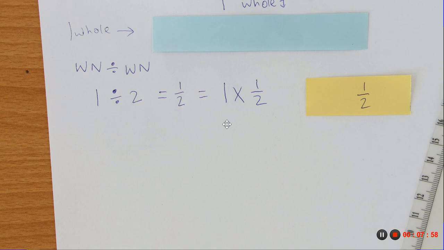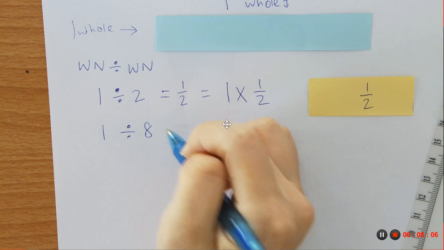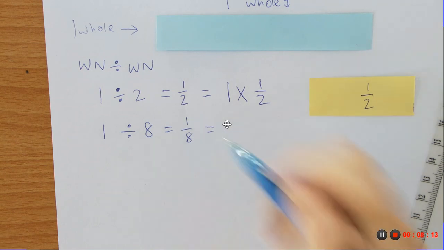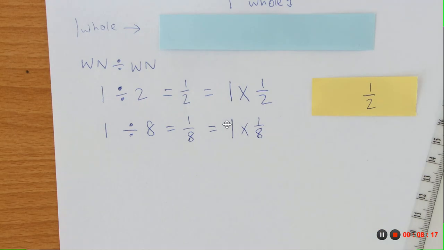Next one we try a bigger number. 1 divided by 8. What is the answer? 1 over 8. So easy. Can I say it's 1 times 1/8? Can or not? Can. Okay. Show me the 1/8. Where's the 1/8?